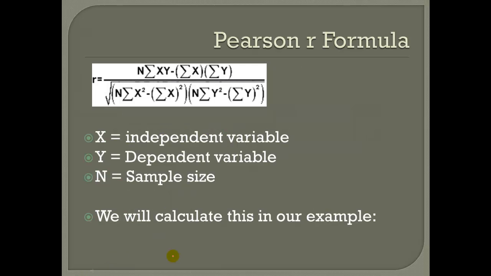Okay, let's get to the actual calculation aspect now. To calculate your Pearson's r, you have to follow the following formula, which looks pretty daunting, but it's not too bad when you actually get all the stuff that you need for it. And on this formula, it probably looks more daunting because we've got x and y's mixed in here, but x just represents your independent variable, and y represents your dependent variable, and then n up here represents your sample size.